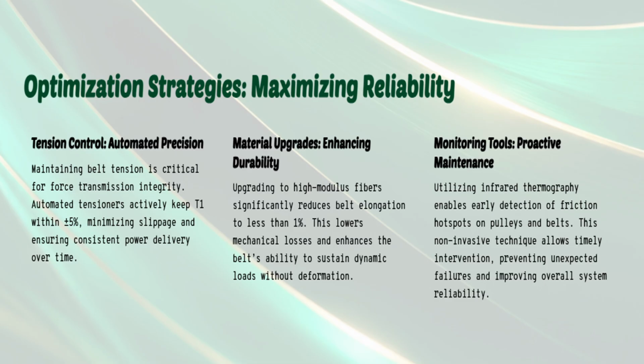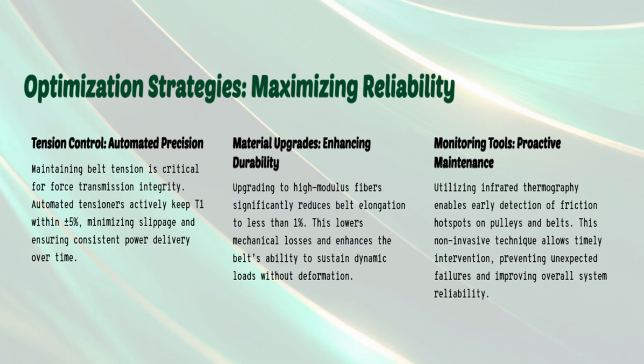The second strategy focuses on material upgrades. By replacing standard rubber belts with advanced materials infused with high modulus fibers, industrial plants can reduce belt elongation to less than 1%. This structural rigidity minimizes mechanical losses and dramatically enhances the belt's capability to sustain heavy dynamic loads without stretching out of shape.